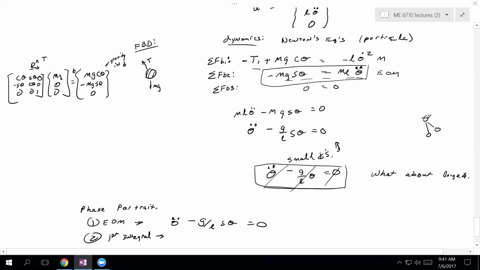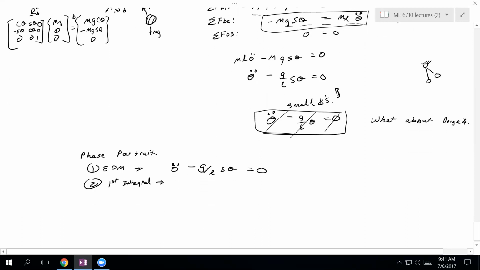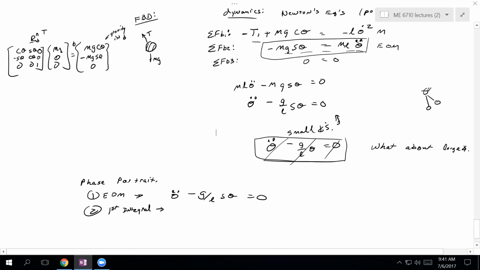So we're interested in the behavior for large angles. That's what we're curious about. So we're going to evaluate our equations of motion using phase portraits. We're going to break it down to these steps. First, get the equations of motion. We did that. Second step, take the first integral. We're going to take the first integral of motion.